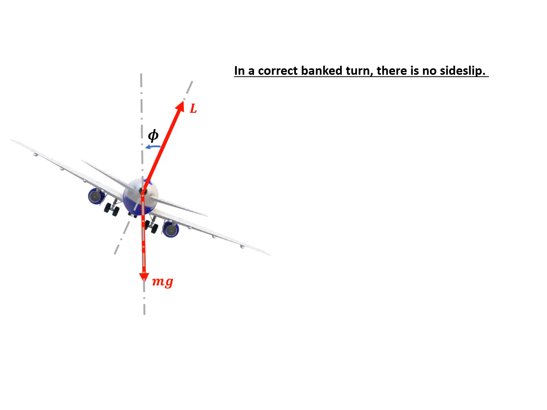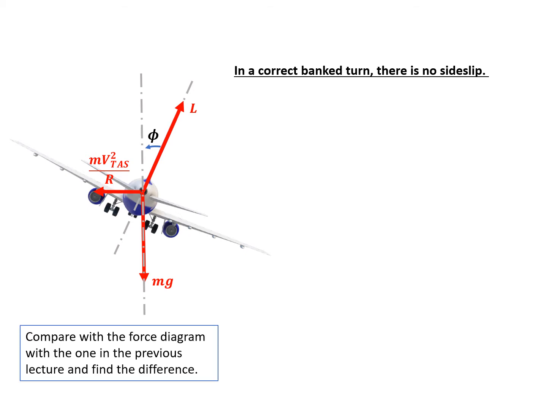This is different from the previous lecture, on steady sideslip, which means the aircraft is approaching or landing under crosswind. So what we have to make the aircraft in equilibrium is a centrifugal force. If you compare the force diagram, can you find the difference between this graph and the one we had in the analysis of the steady sideslip?